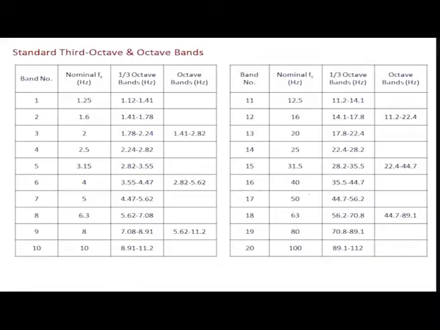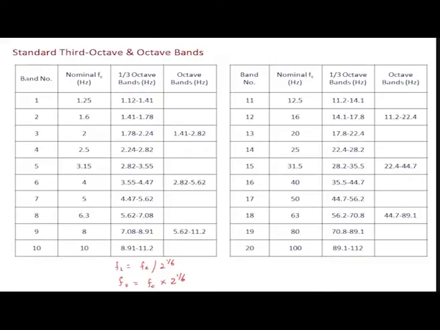Here I have computed different central frequencies using band numbers. I have started from 1 and gone till 20. Band number 1 corresponds to a central frequency of 1.25 hertz, and it has a higher frequency limit and a lower frequency limit. Lower is 1.12. How did I get that? It is 1.25 divided by 2 to the power of 1 by 6. So here FL is FC divided by 2 to the power of 1 by 6, and FU equals FC times 2 to the power of 1 by 6.